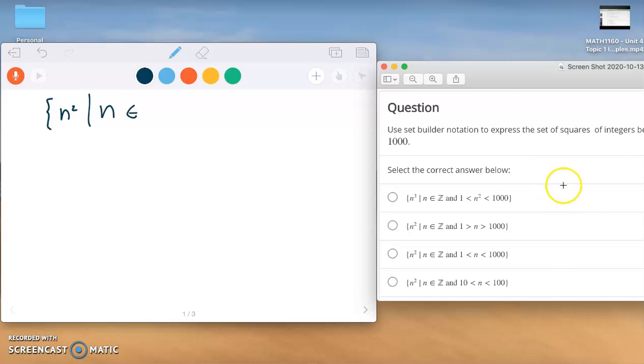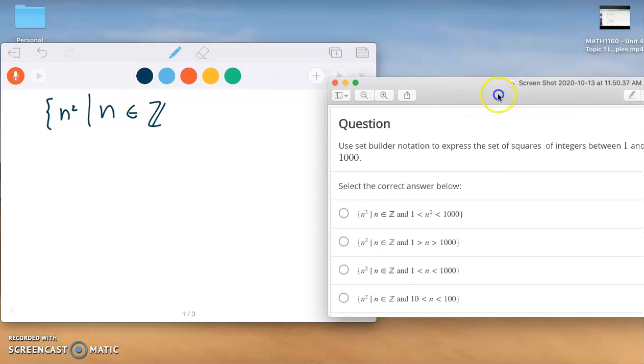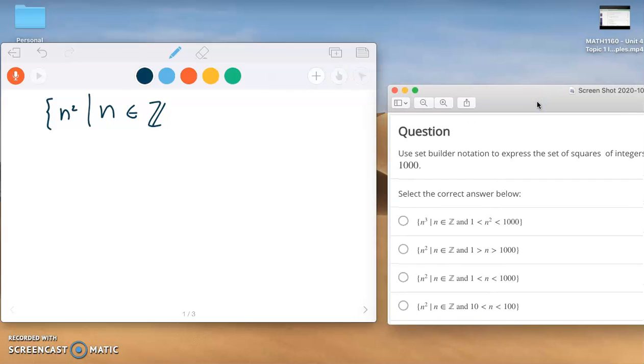So we already know that. And it says integers, so we're looking at Z, right? The integers. And we're saying between 1 and 1,000 exclusively. So again, we do not want that 1 and 1,000 to be in there. So we're going to say 1 less than n less than 1,000. And that's a horrible squiggly. There we go. That's better.